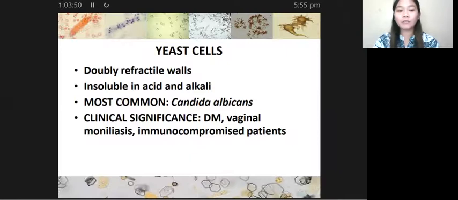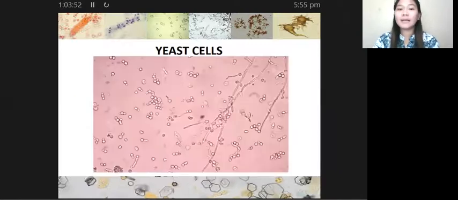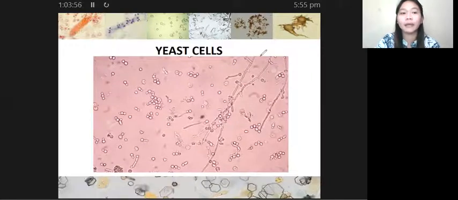Under the microscope, if the mycelial forms or the hyphae are present, it is very easy to identify. If there is budding, for example here, this one has budding. If the budding of your yeast cells is demonstrable, of course it will be easier for us to identify them as yeast cells.